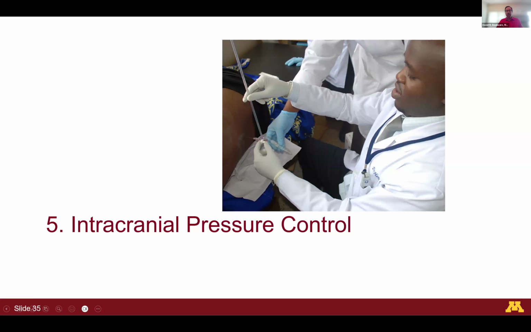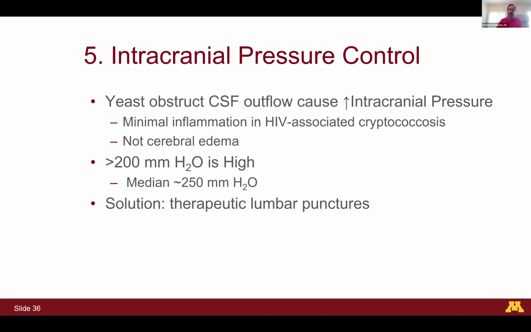But what is also important is controlling pressure. As I mentioned in the question, this is one of the highlights. Yeast do obstruct the outflow of CSF. It's not really caused by edema, but by that obstruction of the CSF outflow. Typically more than 200 millimeters of water is considered high, and the median in the Van der Horst and other earlier trials was around 250. That's why 250 is this magic threshold. And the solution to really control this is by doing therapeutic lumbar punctures.